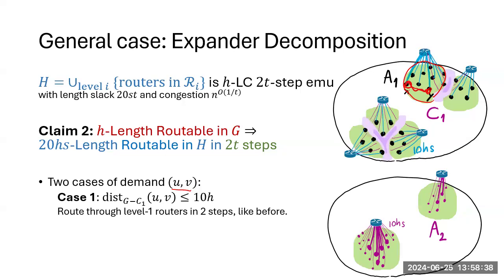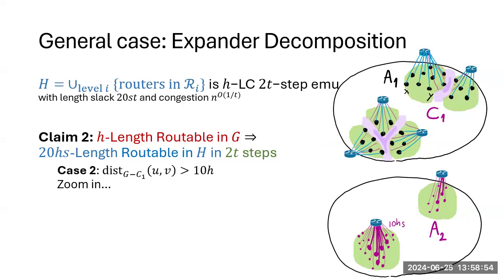Okay, so this is just like before. The really interesting case is when there are two endpoints that were close in G, but now they are far in G minus C1. Let's look at the picture. It looks like this: A and B, and you want to route from A to B, but now they are far in G minus C1. It's far after you've applied the length increase.